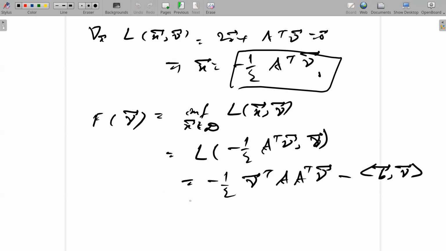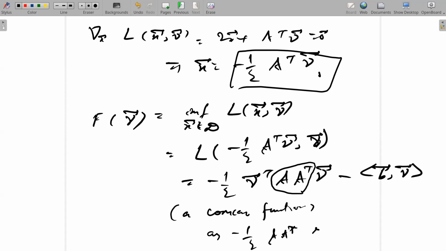All right. So now this is a concave function of V that you can immediately see because A transpose A is positive semi-definite. So minus of that is going to be negative semi-definite. So it's a concave function, which is something we had anyway concluded by looking at it being an infimum of affine functions. But you can look at it directly also. So it's a concave function because minus half A transpose A is negative semi-definite.